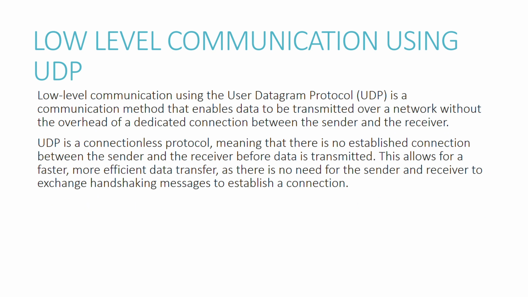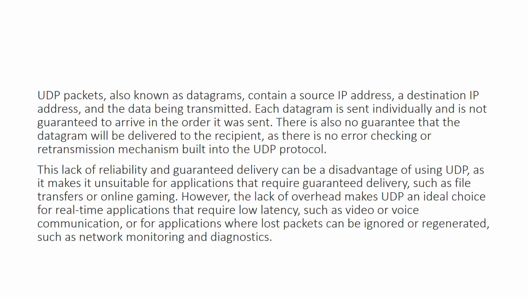Next, we've got low-level communication using UDP. UDP is User Datagram Protocol, which is a communication method that enables data to be transmitted over a network without the overhead of a dedicated connection. UDP is connectionless, so it basically means there's no established connection. Hence, the data transfer is much faster. UDP packets are called datagrams, which contain a source IP address, a destination IP address, and the data being transmitted. This is basically the theory part.